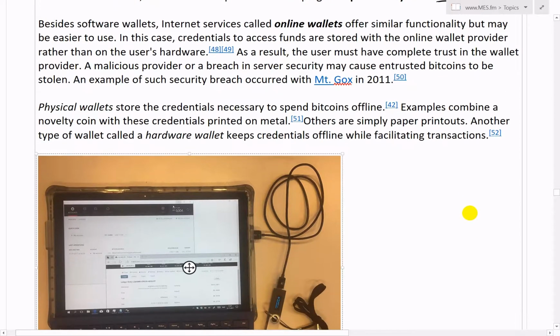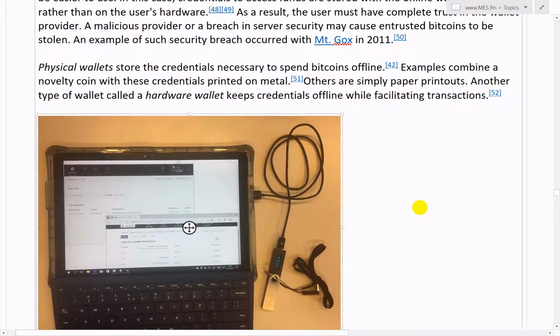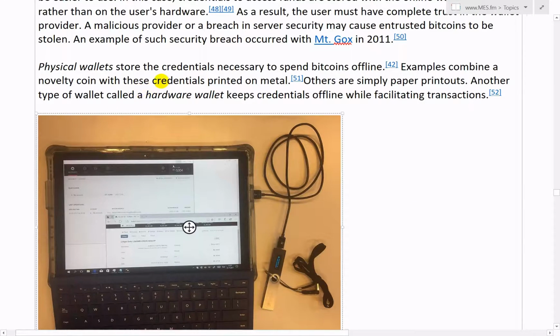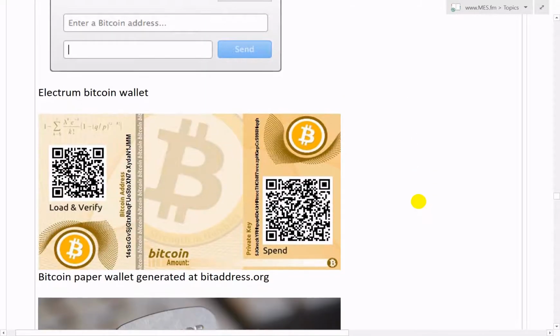So yeah, you could also store in physical wallets here. Physical wallets store the credentials necessary to spend Bitcoins offline. Examples combine a novelty coin with these credentials printed on metal. So just go make your own coins. Others are simply paper printouts. Another type of wallet, called a hardware wallet, keeps credentials offline while facilitating transactions, like a USB stick over there, and I believe that's connected to a software one over there.